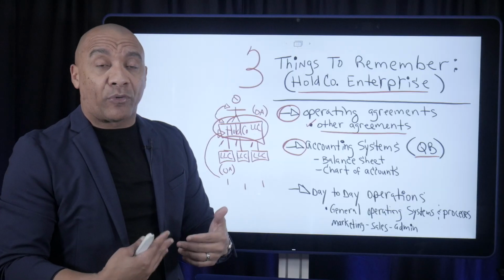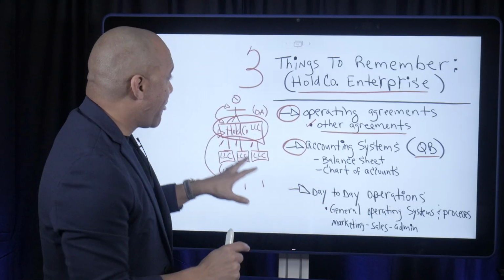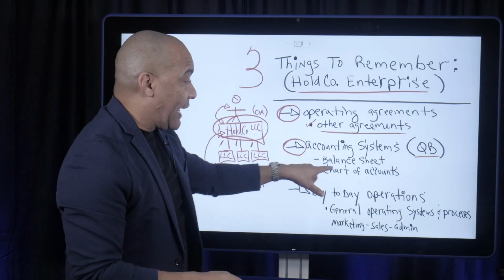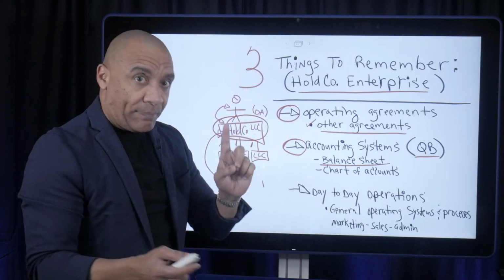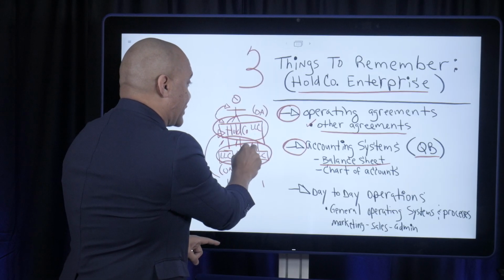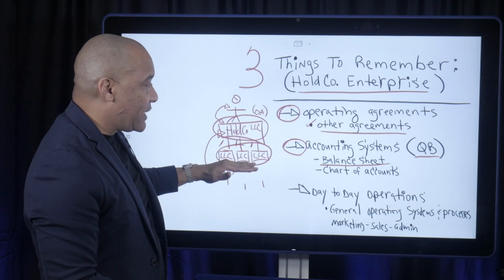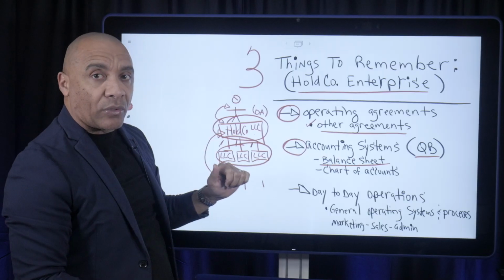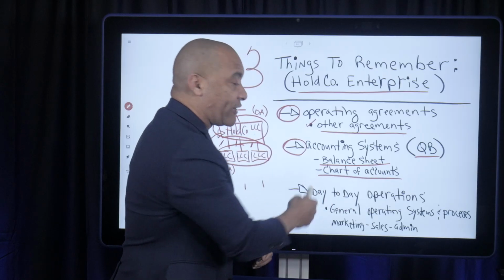I would prefer to have 4 QuickBooks accounts for so many different reasons that we don't have time to get into. But the HoldCo is going to have a QuickBooks account, and the balance sheet may or may not, depending, be made up of these 3 assets. These subsidiaries are assets that may sit on the balance sheet of the HoldCo. This is why you need an accounting system. You want to make sure that your chart of accounts is correct.